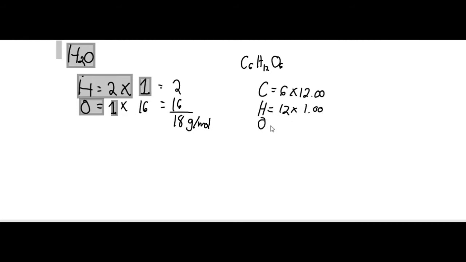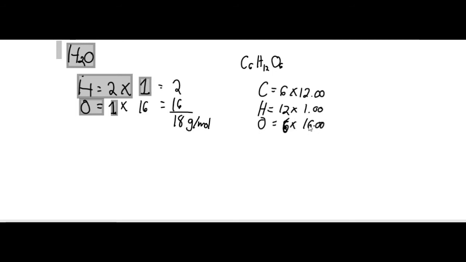And oxygen, we have 6 oxygen. So what's the atomic mass of oxygen? Oxygen is 8. No, it's 6, sorry. 6 oxygen times 16. 16 is the atomic mass.